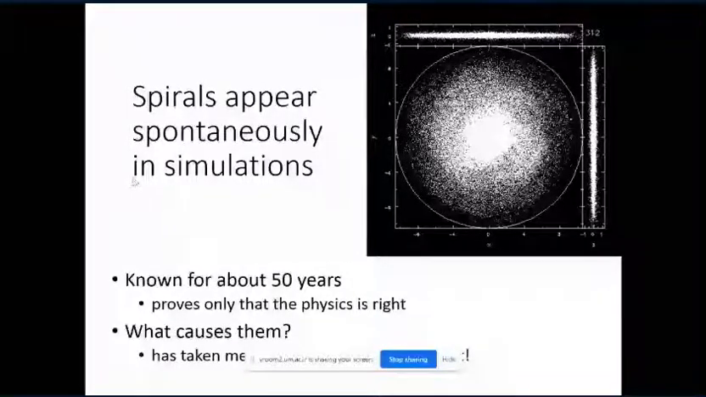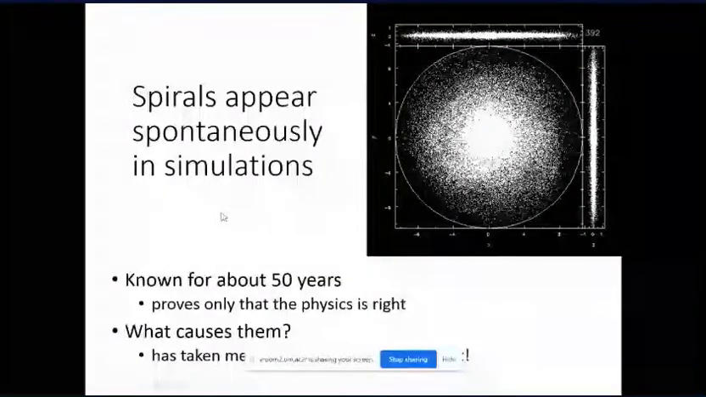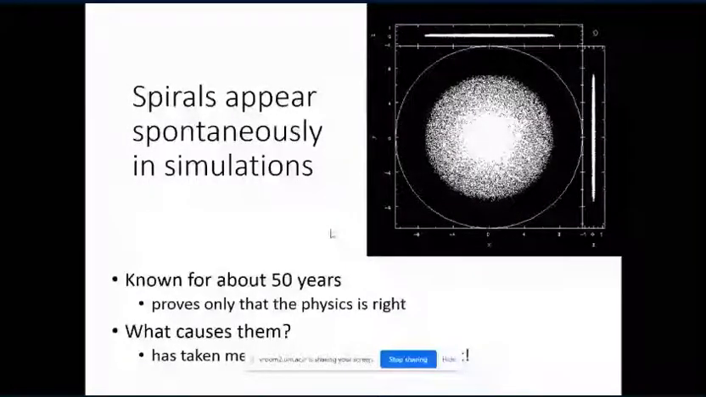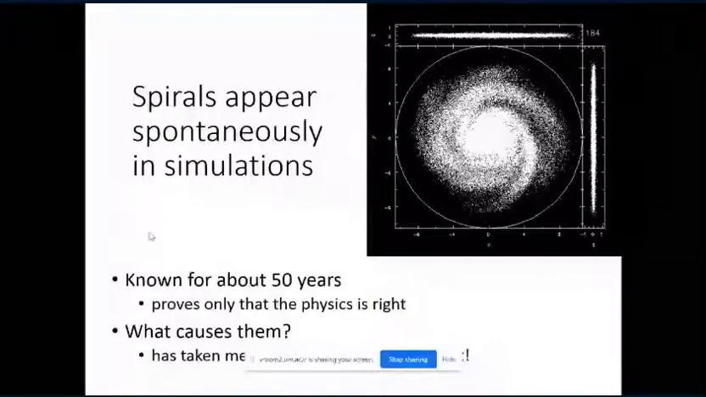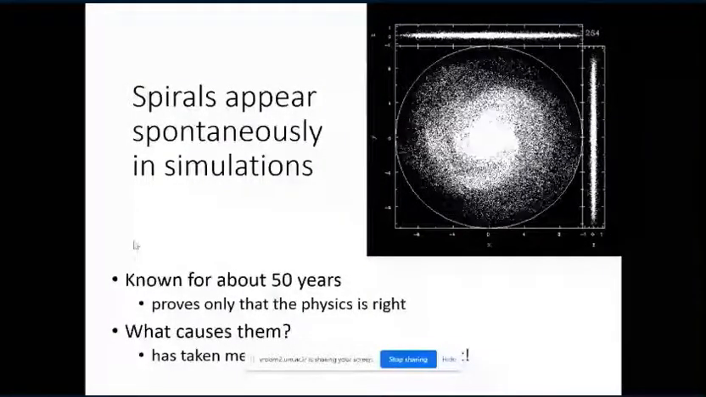But it has taken me a long time. People have been seeing spirals in simulations for over 50 years, or about that, and I have not been working on simulations quite that long, but almost, and it's taken me most of my life to understand how this happens. Let me just spend a few minutes explaining what is going on.